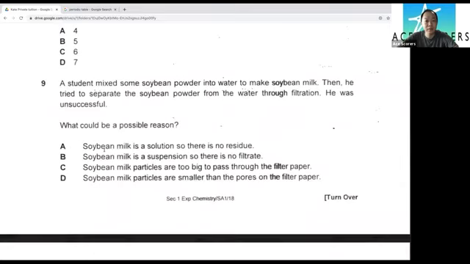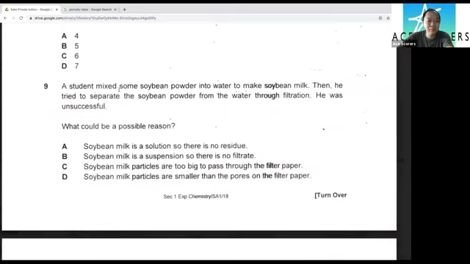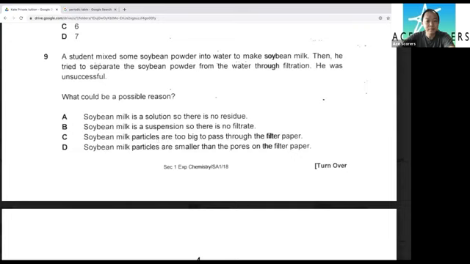Okay, next one. A student mixed some soybean powder in water and made soybean milk. Then he tried to separate the soybean powder through filtration. He was unsuccessful. Why? Because when you put the soybean milk powder in the water, the whole thing dissolves. If it dissolves, how can you separate using filtration? So the answer is A. Soybean milk is a solution, right? No residue, so you cannot filter it.